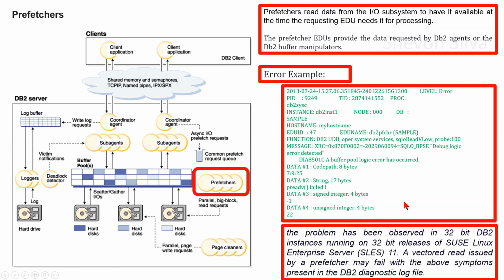As an error example, we can consider this error message: a buffer pool logic error has occurred. The problem has been observed in 32-bit DB2 instances running on 32-bit releases of SUSE Linux Enterprise Server, SLES 11. A vectored read issued by a prefetcher may fail with the above symptoms present in the DB2 diagnostic log file.